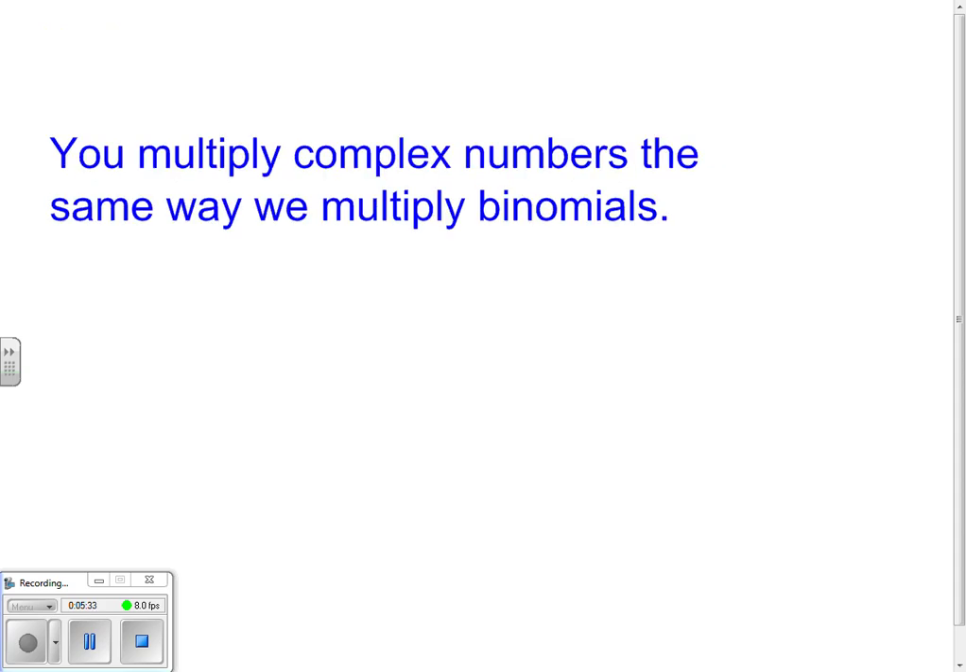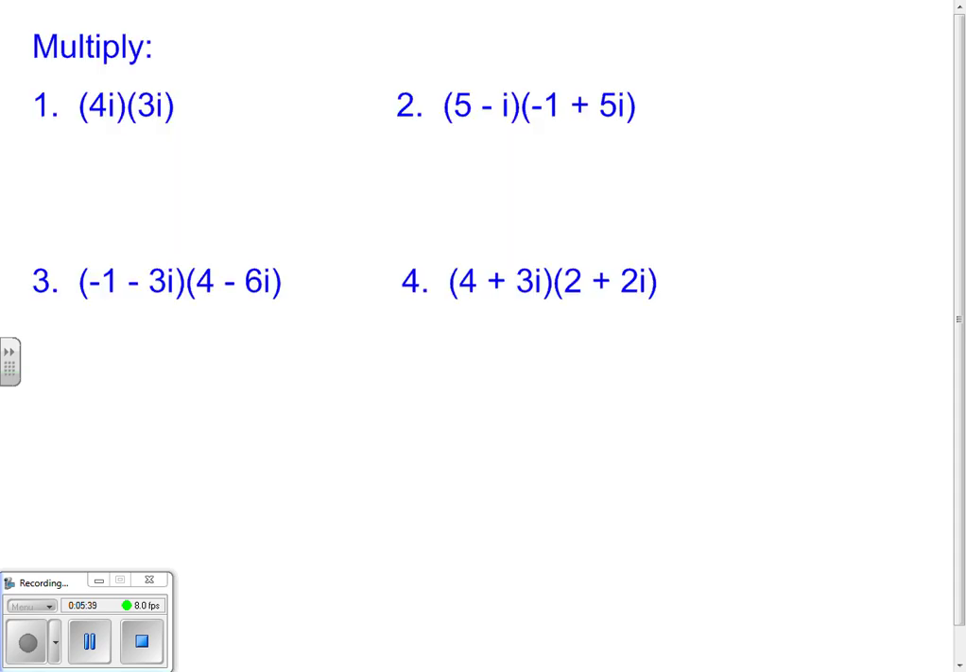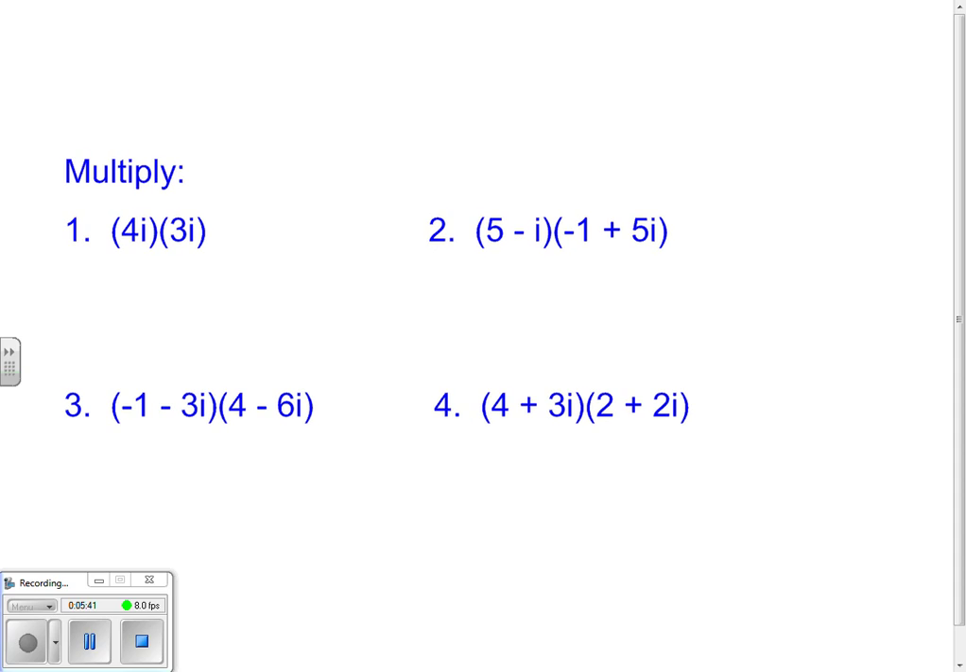We're going to talk about multiplying complex numbers today as well, and it works with distribution, the way that you're used to foiling or distributing. If you take a look at number 1, 4i times 3i is a 12i squared.